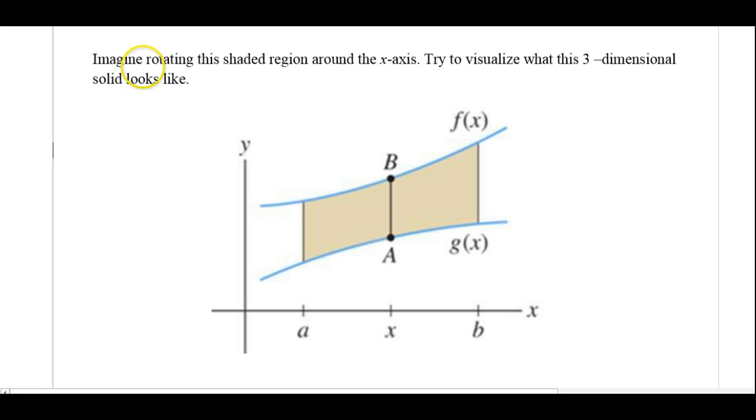Let's begin by trying to imagine rotating this shaded region around the x-axis. Try to visualize what this three-dimensional solid looks like. So now we're rotating this region here that's between the two curves f of x and g of x on the interval from a to b. So imagine taking this region and rotating it around the x-axis.